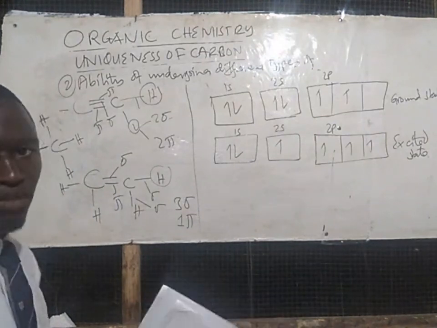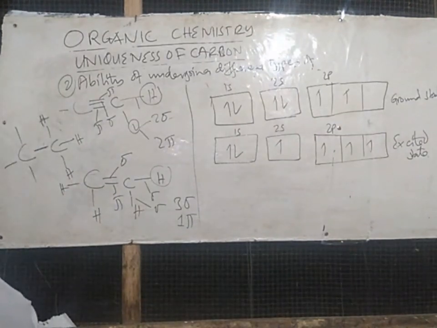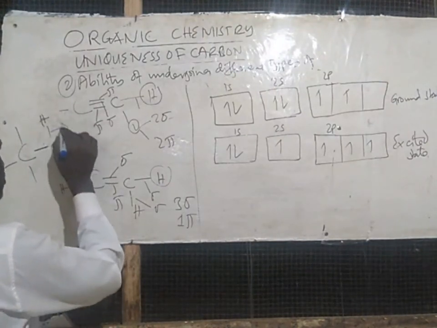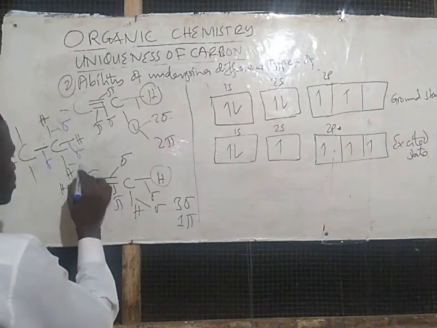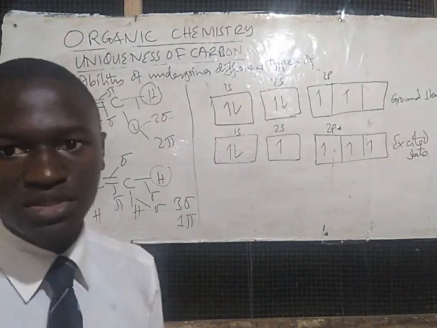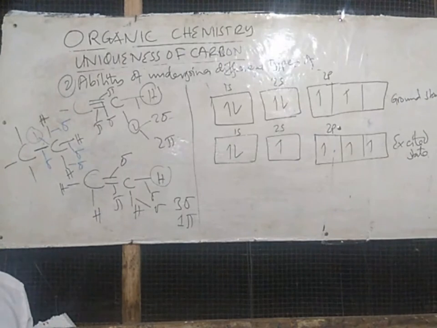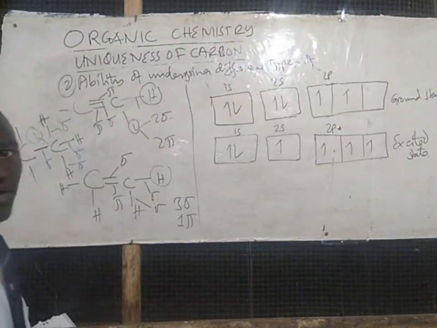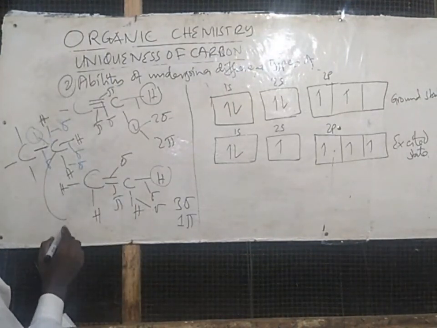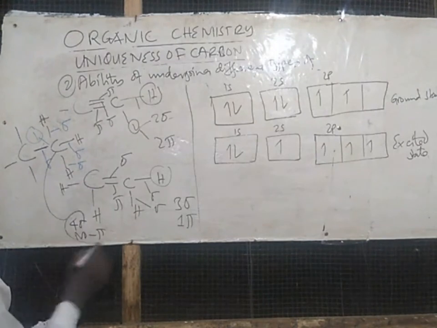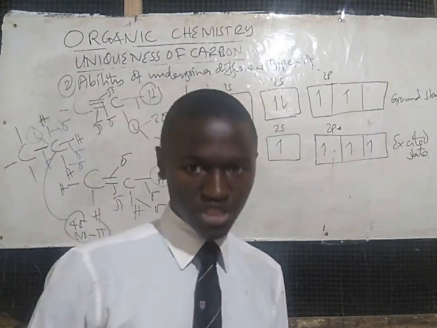So, what will be the bond now between carbon and hydrogen? What will be the bond? Explaining the concept of sigma and pi bond. This will be a sigma bond. This will be sigma. This will be sigma. And this will be sigma. Now, if you take this to be carbon number one, how many sigma bonds will we require for carbon number one? And how many pi bonds? For our example here, we will need 4 sigma bonds and no pi bond.